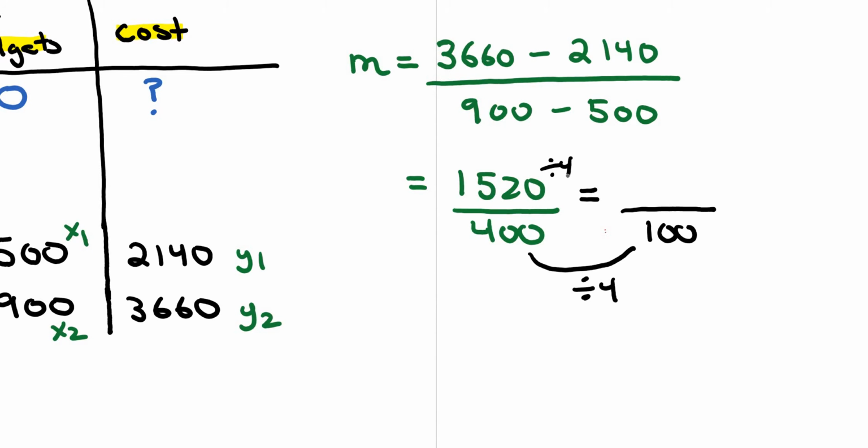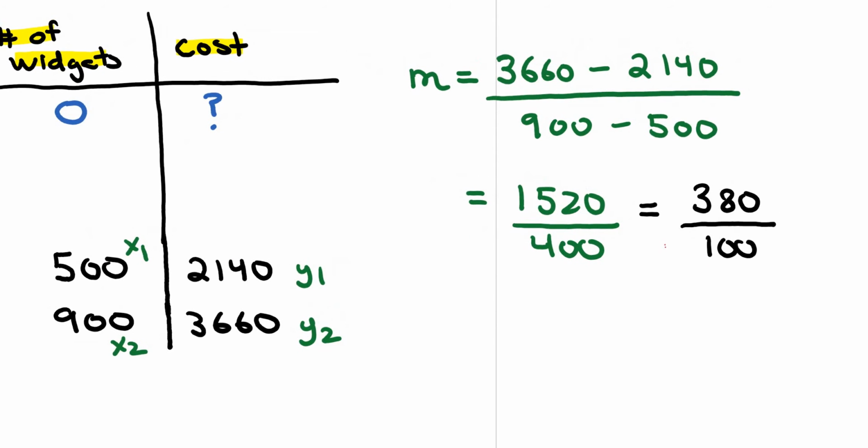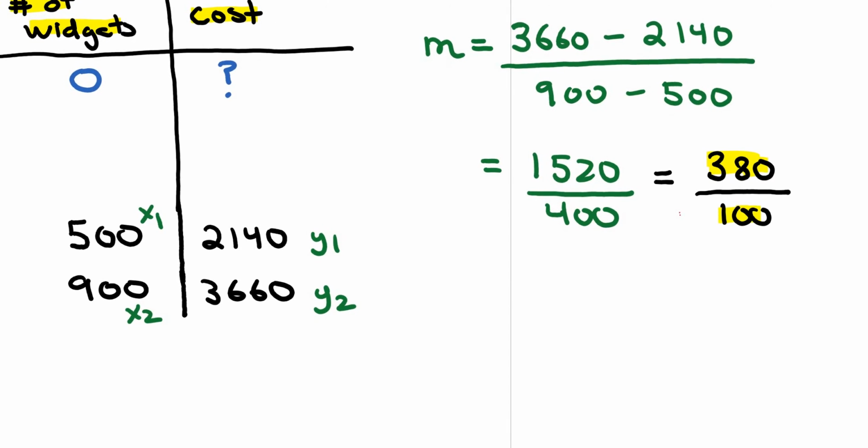1,520 divided by 4 is going to be 380. This is a very good ratio, because if you read the slope very carefully, it means for every 100 widgets, it costs $380. So how do I apply that to this particular problem?